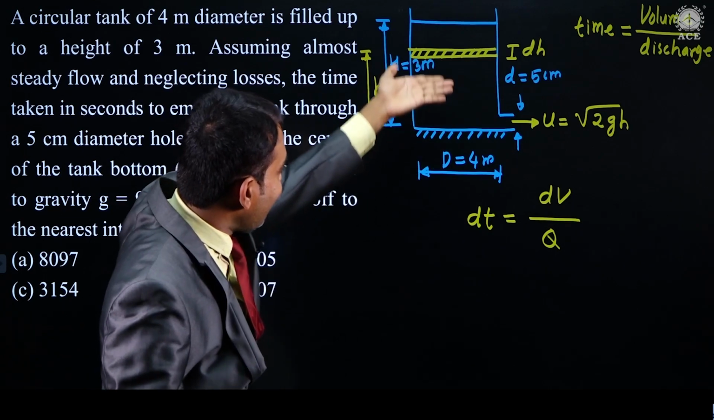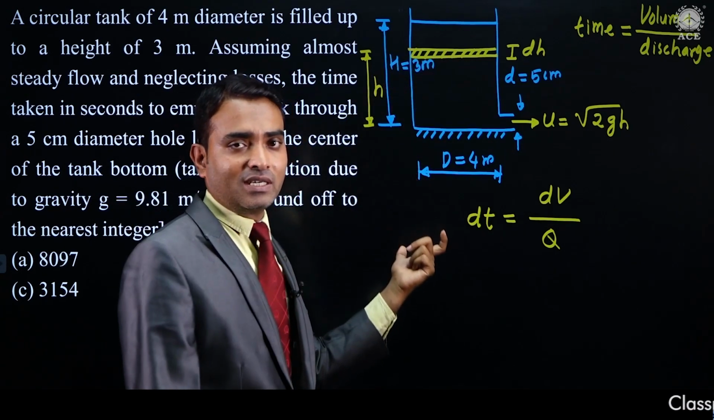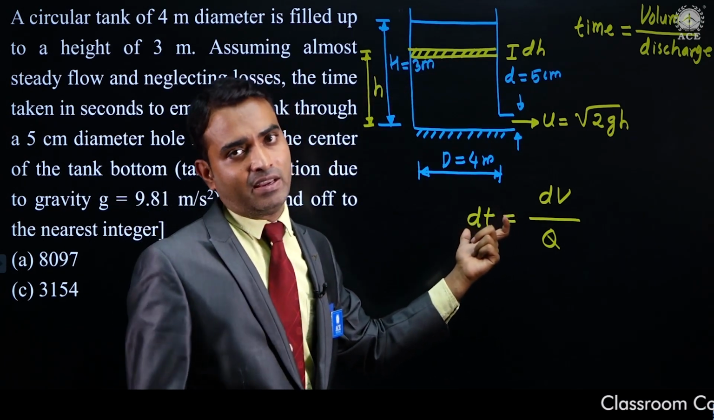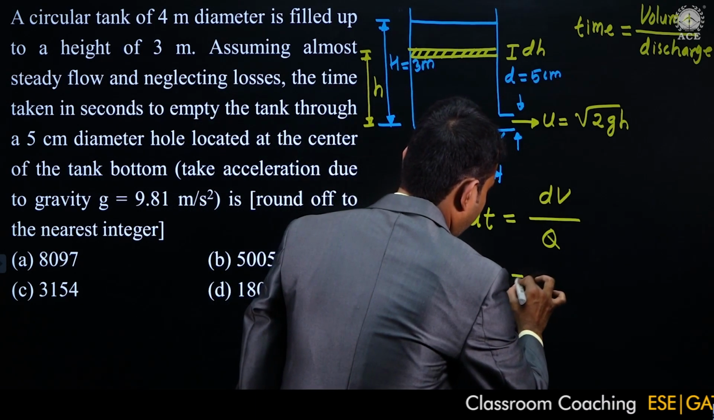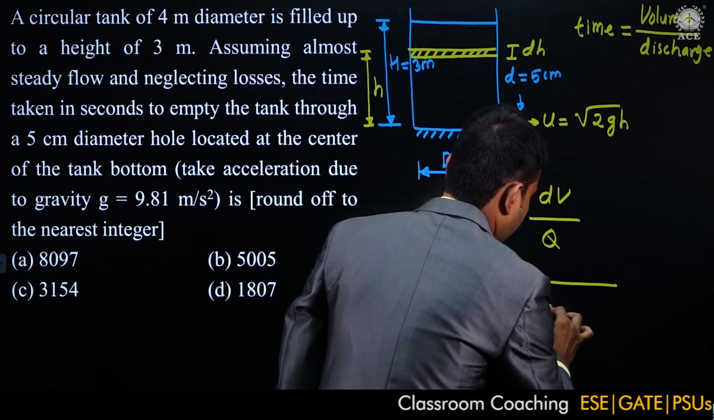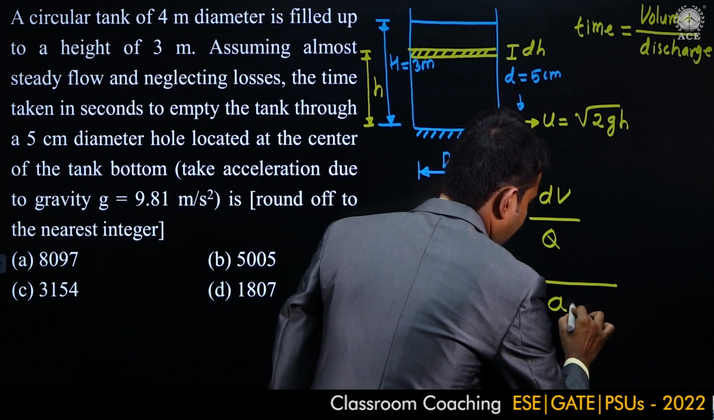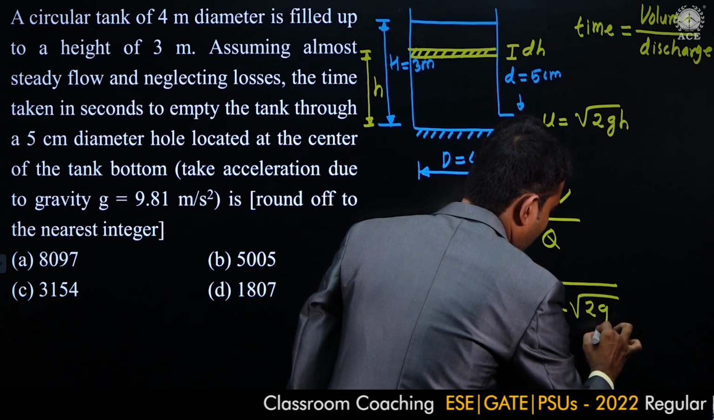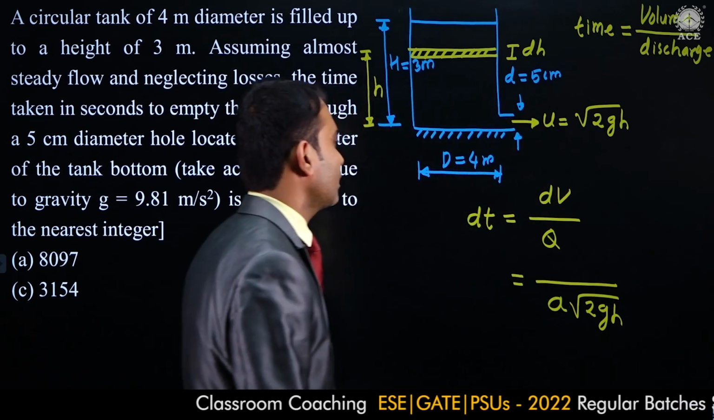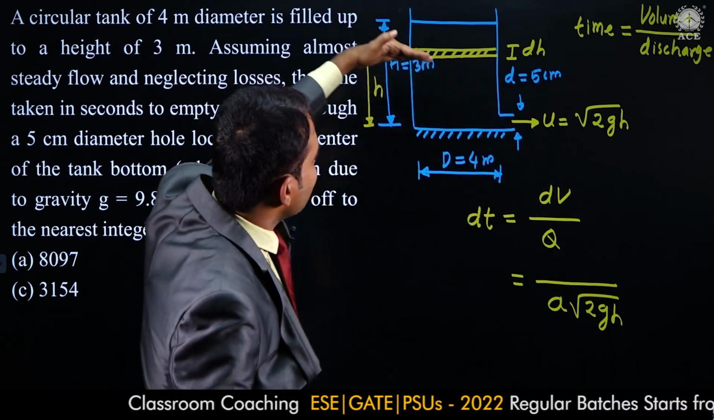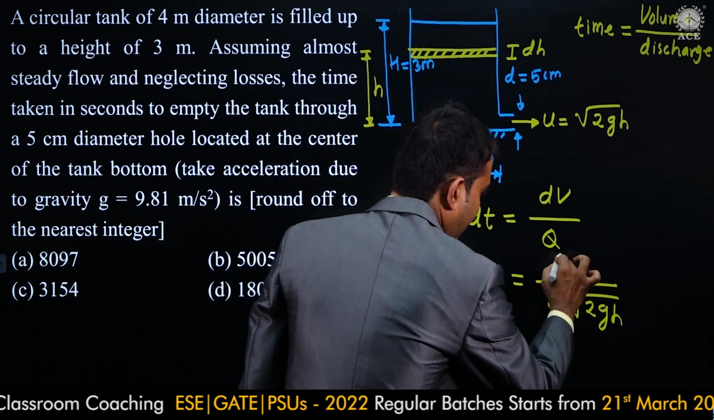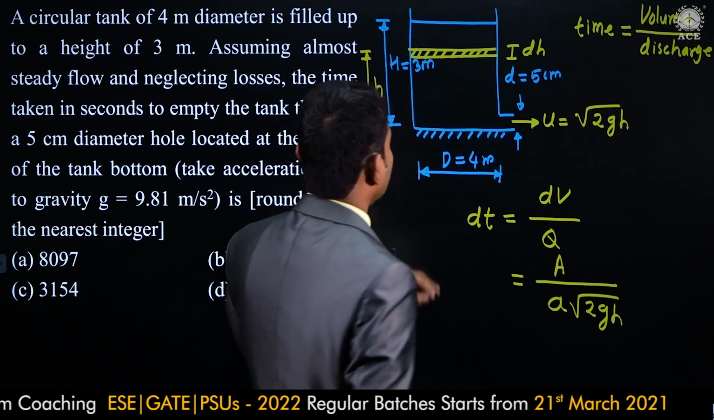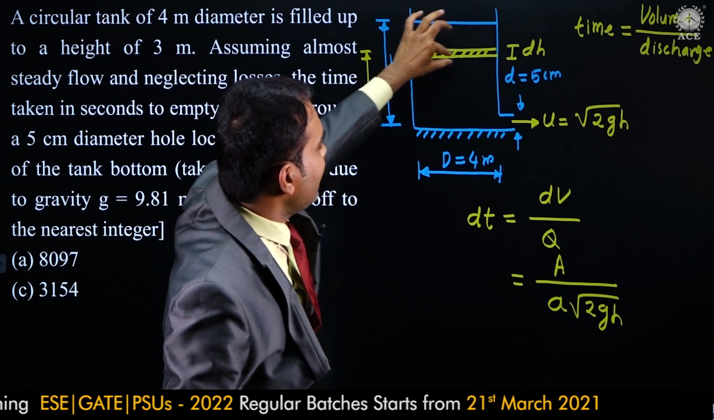If you keep on adding the small times, you will get the total time. That addition is done by integration, right? Now let us simplify this. Discharge is equal to jet area into jet velocity, which is root 2 gh. dV is this volume. This volume is equal to the cross sectional area of the tank, let us say capital A, into this height, which is dh.